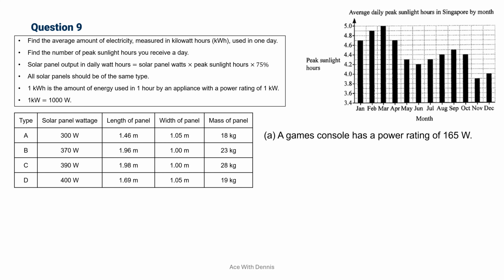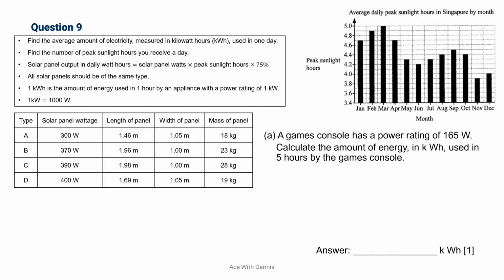Question A. A games console has a power rating of 165 watts. Calculate the amount of energy in kilowatt hours used in 5 hours by the games console. 1 mark. Okay, so the first thing we need to do is we change 165 watts into kilowatts, which is 0.165 kilowatts. Now energy use is 0.165 kilowatts times the time, which is 5 hours. We'll get 0.825 kilowatt hours. Hence, the answer is 0.825.